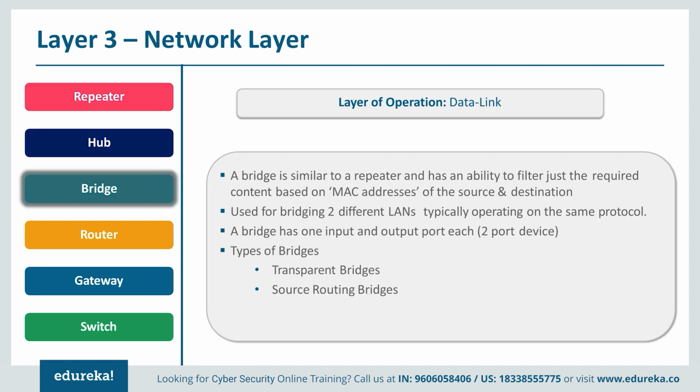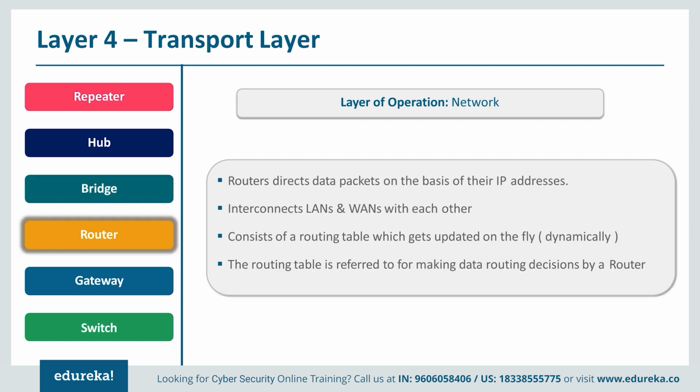A bridge is similar to the repeater and has the ability to filter and forward content based on the MAC address. Router, it's a very important thing. It works on layer 3 and it is an intelligent device that can make communication between two different networks. The switches, hubs, and repeaters work on a single network, a single subnet; they cannot communicate between networks. But the router is an intelligent one. It can communicate between multiple networks and also route traffic between multiple networks.